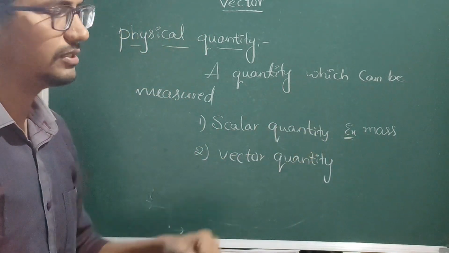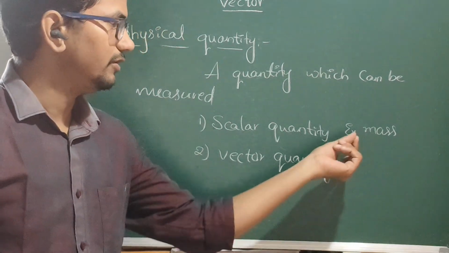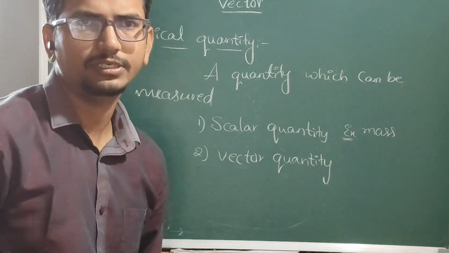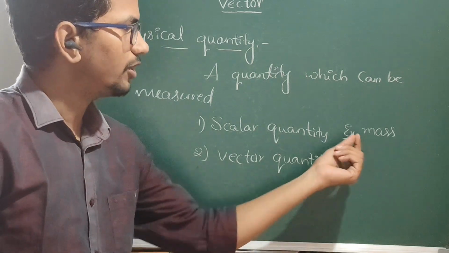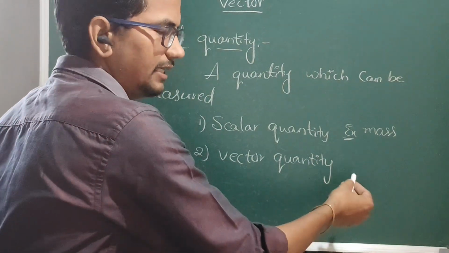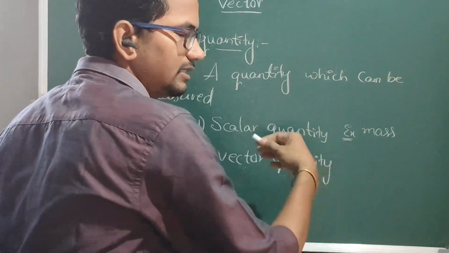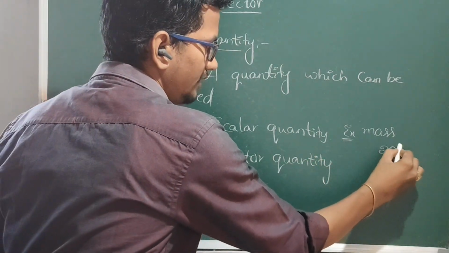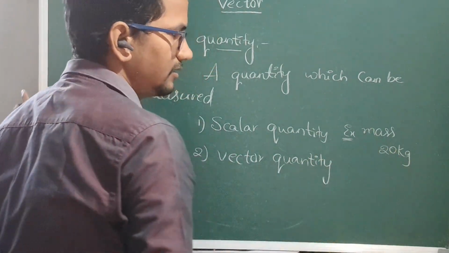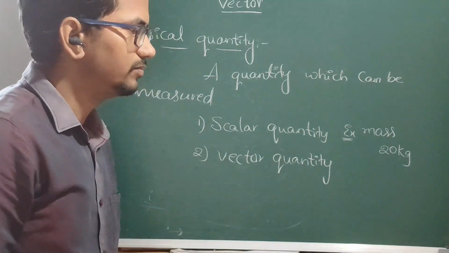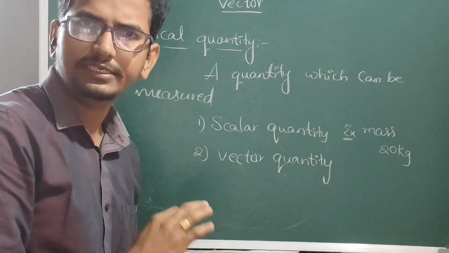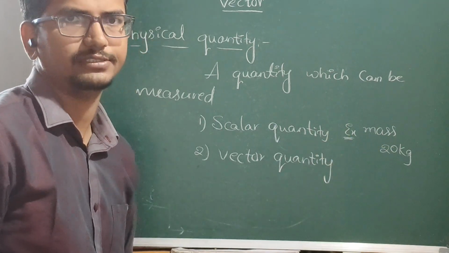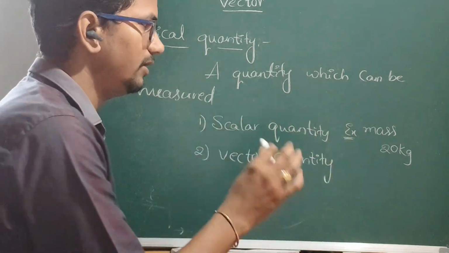Mass, we know the definition very well. The amount of matter combined in a body is called mass. This mass we can measure in kilograms. Mass doesn't have any direction. For example, if a body of 20 kilograms is there, that is the mass. This mass of the body doesn't have any direction, it doesn't move in a specified direction. It has only magnitude.